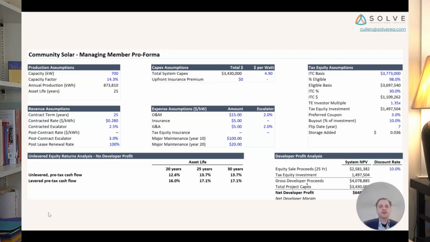We have other revenue assumptions looking at price, escalation in price, renewals. We have capital expenditures, expense assumptions here, really looking at operations, maintenance, insurance, general overhead, and major maintenance items, which in this model are stated in dollars per kilowatt. Then we have a whole section for the tax credit and tax equity. The amount that is eligible for use in the tax credit, percentages of tax credits, and different ways to calculate how much you get from the tax equity investor and how they need to get repaid. Down here, we have some calculation of the returns that are associated both with and without leverage, and a profitability analysis for the developer.